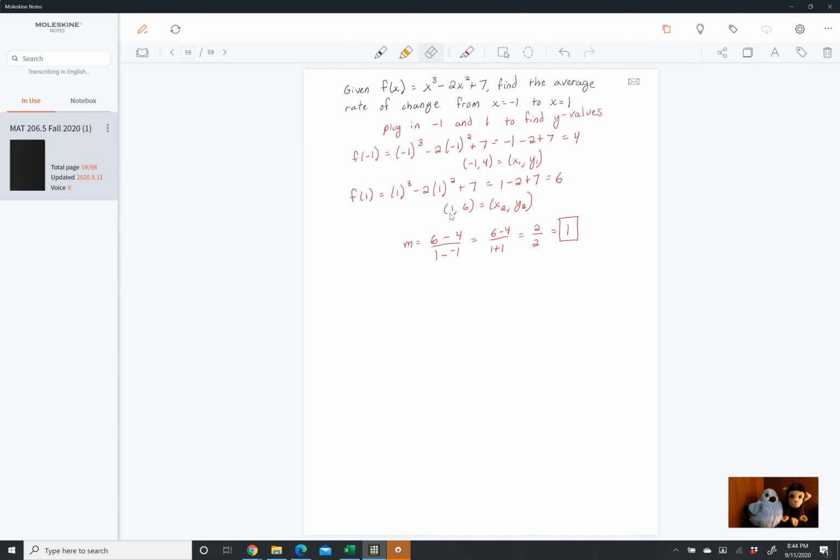And I'm going to put an A here because I want to show you the difference. Let's do a B. And the B is, let's do the same thing, same function, but this time we're going to find the average rate of change from x equals 0 to x equals 1. Okay, just to see the difference in the same function. So we do it through the same order. So we're going to plug in x equals 0 and x equals 1.